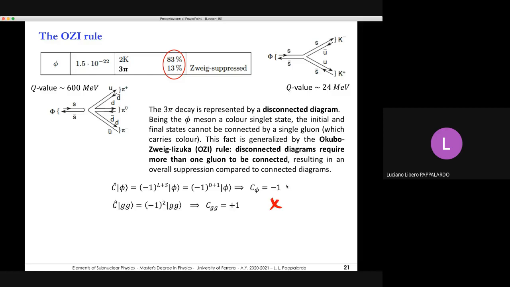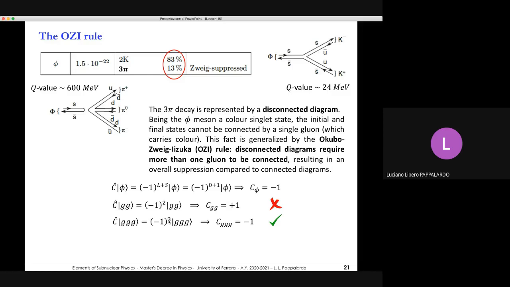What about if you exchange now two gluons? If you want to connect these two pieces with the exchange of two gluons, each gluon has an intrinsic charge conjugation of -1, and this belongs to all the gauge bosons. We have a system of two gluons, so this has to be squared, and so overall we have a +1 sign. So we cannot match a phi meson with two gluons because we will not conserve charge conjugation. One gluon is not possible for color conservation. Two gluons is not possible for charge conjugation conservation.